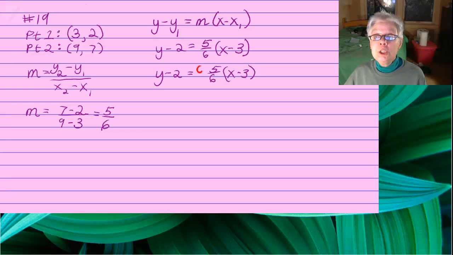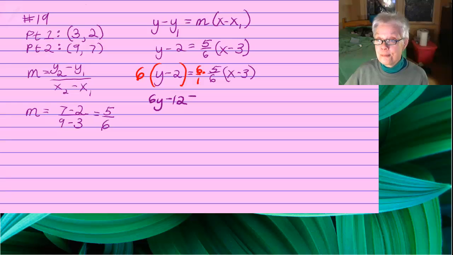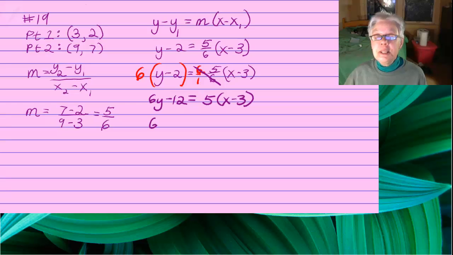I am going to multiply both sides of the equation by the denominator of the slope. That will cancel out the slope. Then I won't have to deal with fractions. Distribute on the left and cancel on the right. And that's what I'm left with. This temporarily eliminates my fractions.